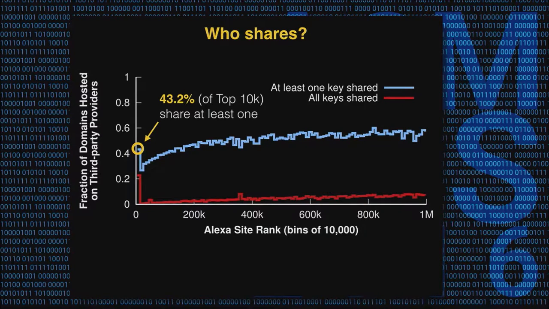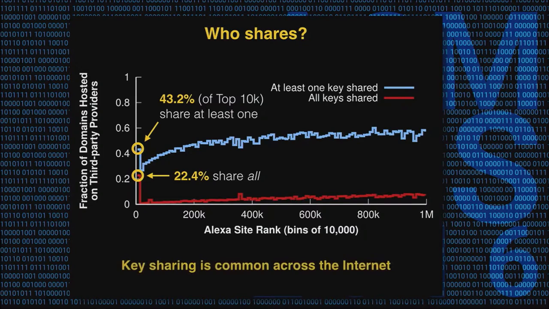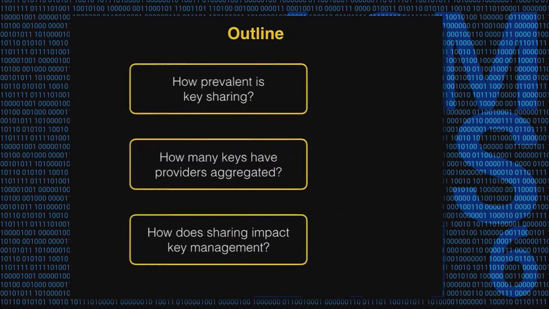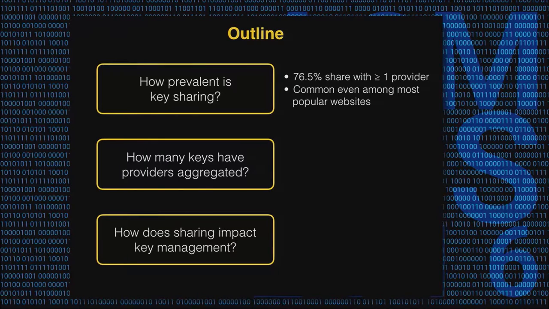And if you look at the second, the red line down here at the bottom, we also plotted what fraction of each group shared all of their keys. And while this behavior is much less common across the board, interestingly, it's actually especially popular among the Alexa top 10,000, which shared 22.4%. 22.4% of them shared all of their keys. So key sharing is common across the internet. And clearly, a lot of these keys are being shared.